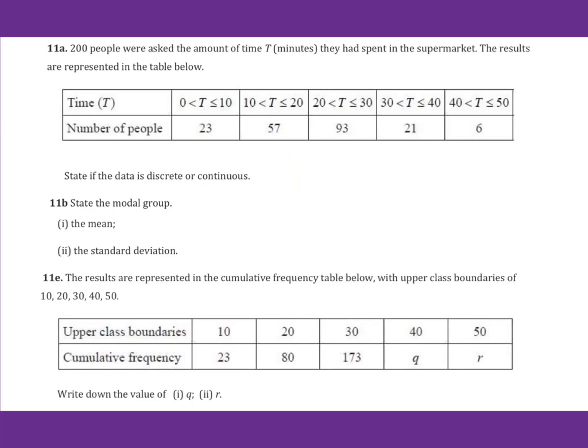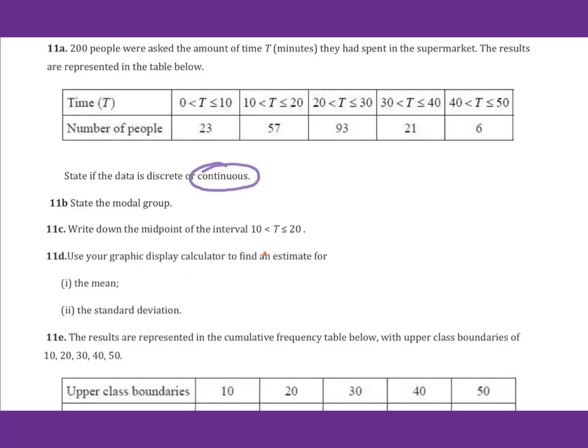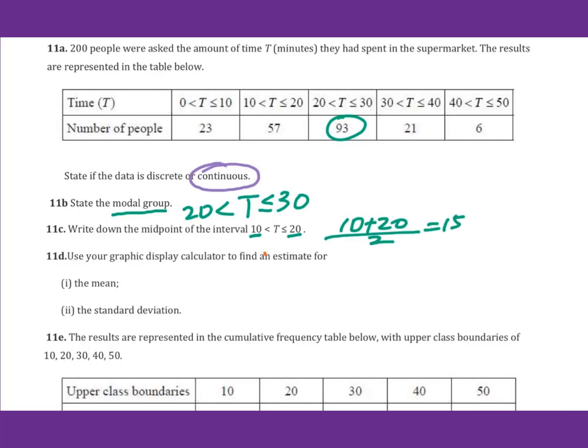For 11A, 200 people were asked the amount of time T they had spent in a supermarket. According to this table, we know this is continuous data because the T can be any number between 0 to 10. 11B, state the modal group, meaning mode. That's a T between 20 to 30. Write down the midpoint of the interval. 10, here's 20. So 10 plus 20 over 2 equals 15.